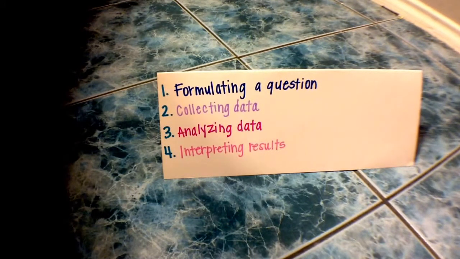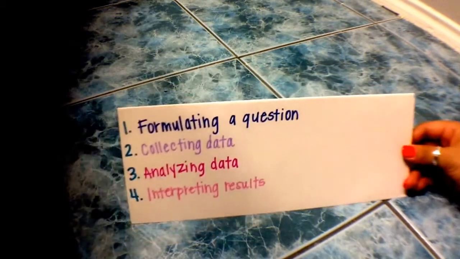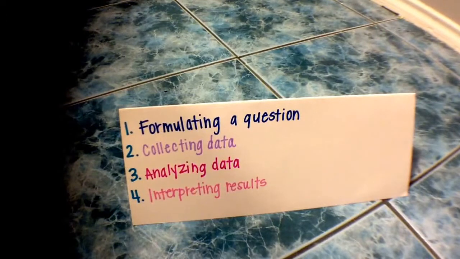Today we will be learning how to analyze data. When you're analyzing, there are steps to making graphs for your data. For the first step, it's formulating a question. You come up with a question, and then number 2, you collect your data. Number 3, you analyze that data, and number 4, you interpret the results.